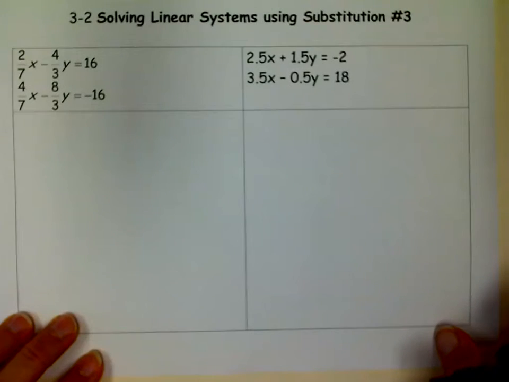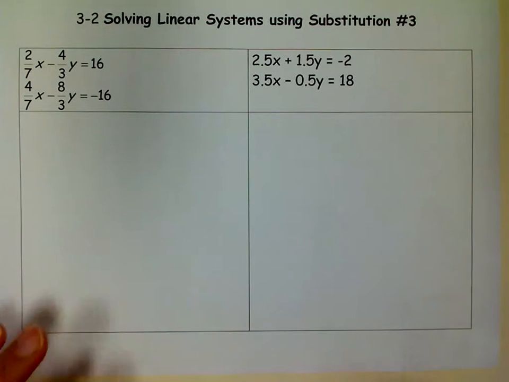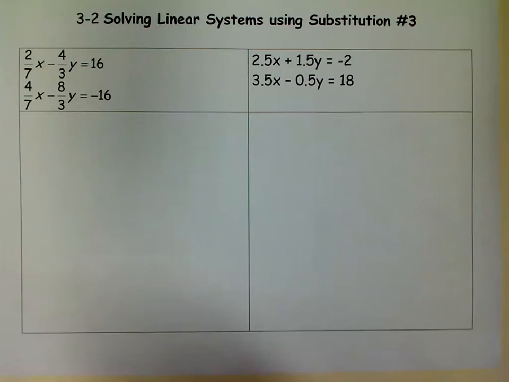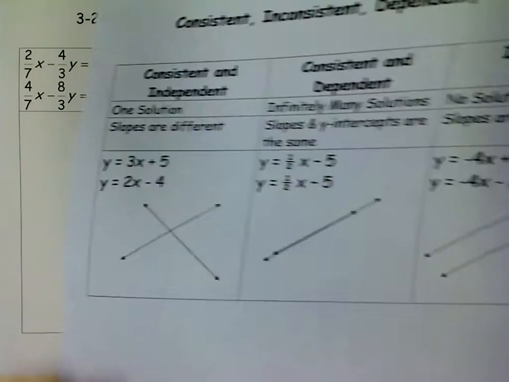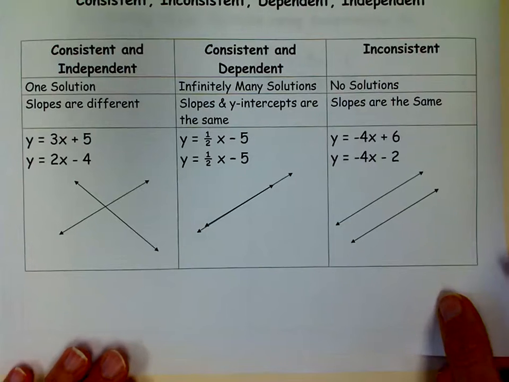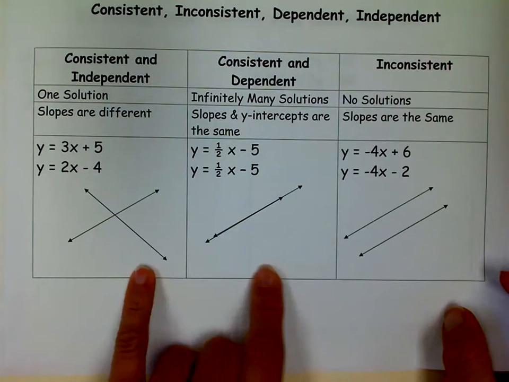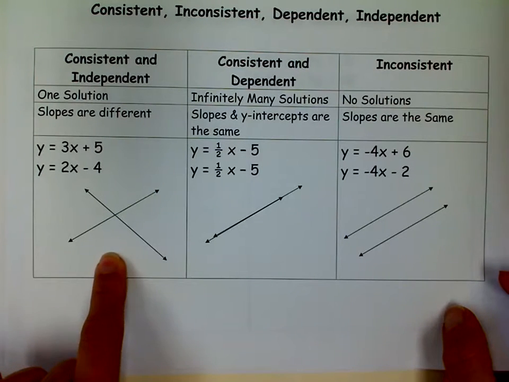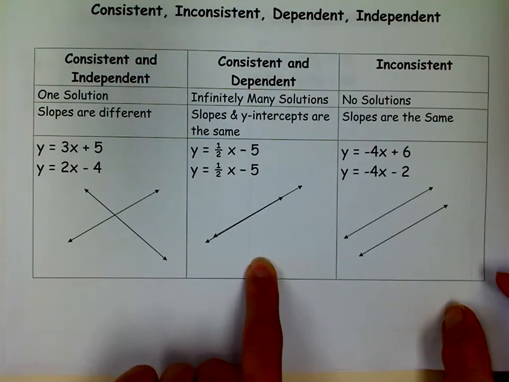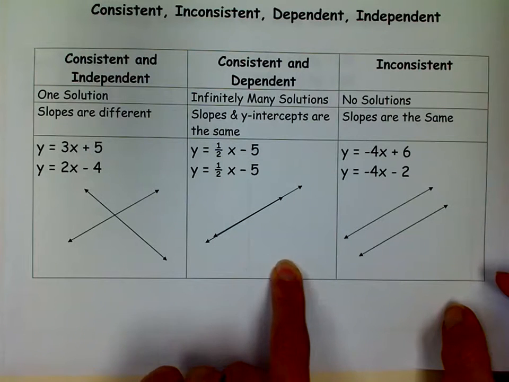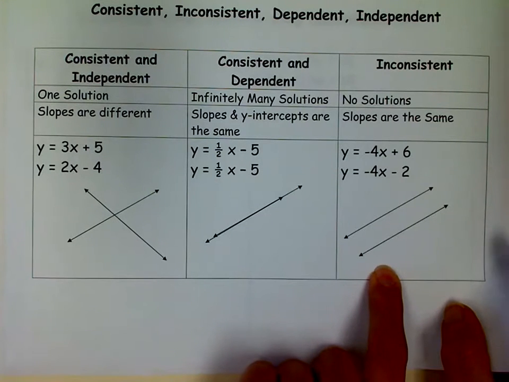Greetings, this is M squared, and we're going to solve some kind of challenging systems of linear equations. Just keep in mind, again, that when you are solving a linear system, which means you're trying to find the solution or the intersection of two lines, you have one of these options. Either the lines will intersect once and you'll have one solution, they're the same line and you have an infinite amount of solutions, or they're parallel and you have no solutions.